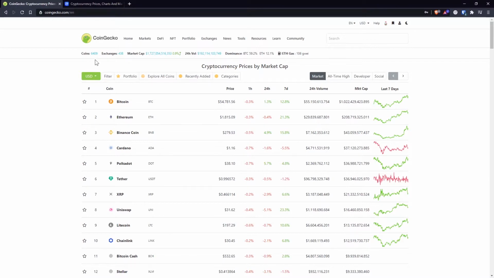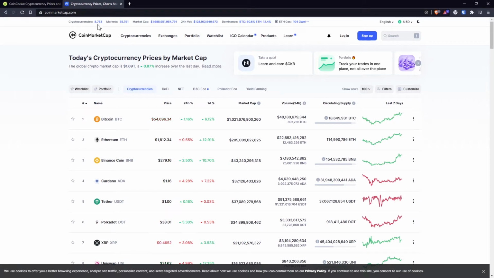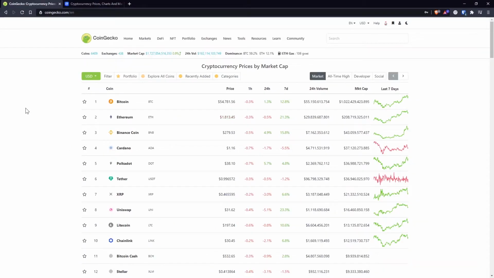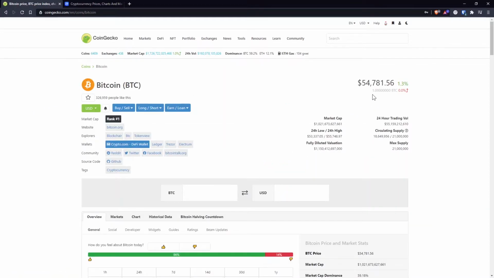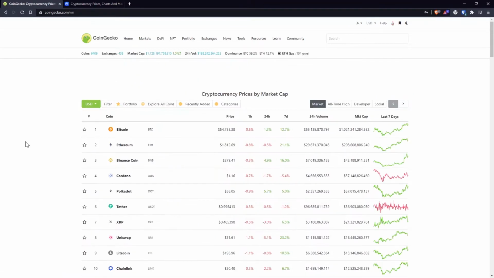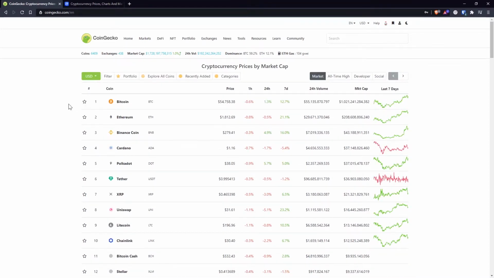On CoinGecko, there are listed over 6,000 coins, and on CoinMarketCap, there are over 8,000 cryptocurrencies, and they are ranked by their market capitalization, which is the current price, multiplied by the total supply of coins that are currently in circulation. For example, for Bitcoin, if I open the Bitcoin page, I see here the market cap, which like I said, is the current price multiplied by the circulating supply. And this is how you get the number. And all of the coins are ranked based on this number, the total value of the coin in the market right now.